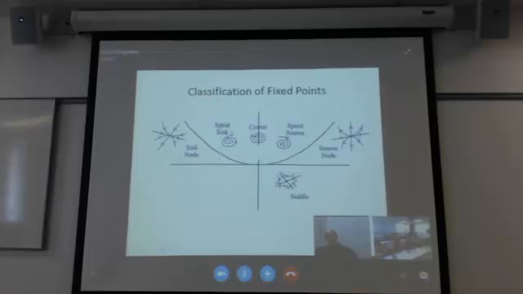These others, we're not going to worry about. They're basically sink nodes, source nodes, so the populations move in different directions around it. But these are the kind of things we're interested in. Notice we can analyze the kind of behavior these populations will have. They'll spiral out of control, they'll spiral into extinction, or they'll just have nice steady cycles.